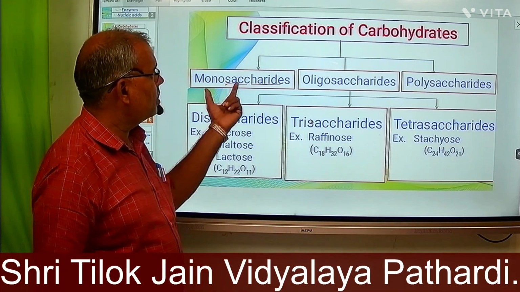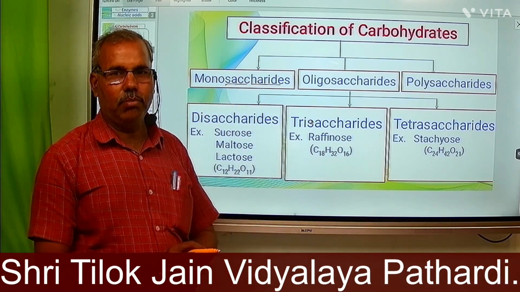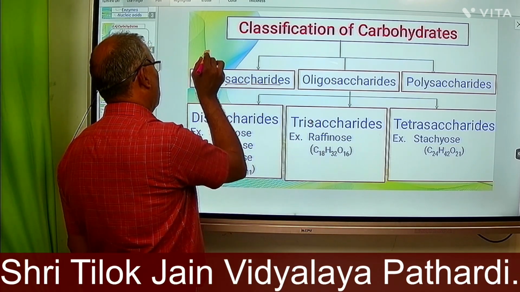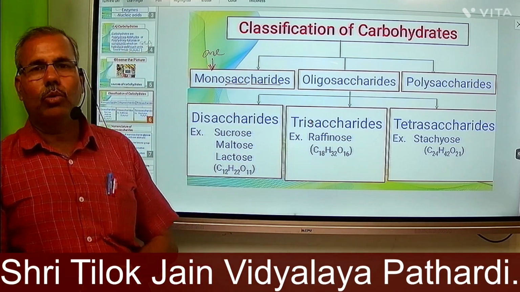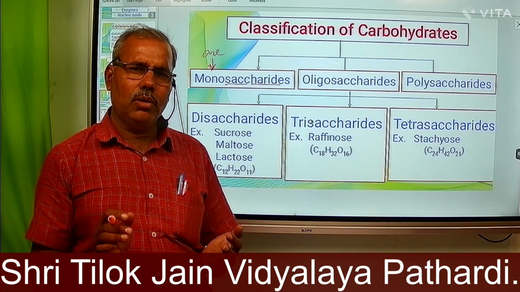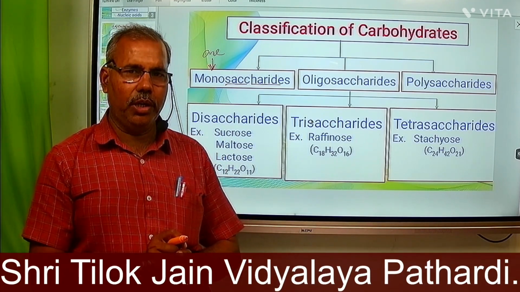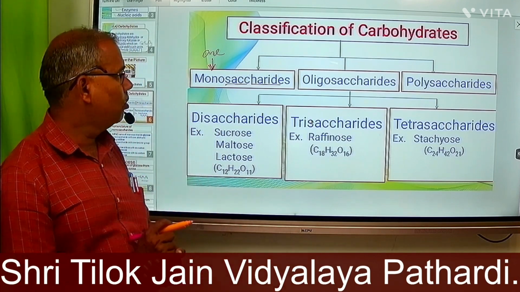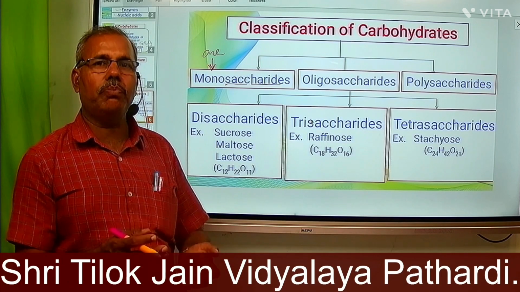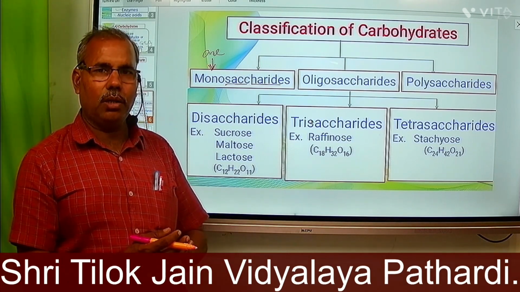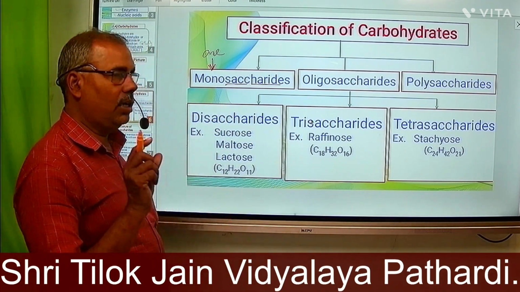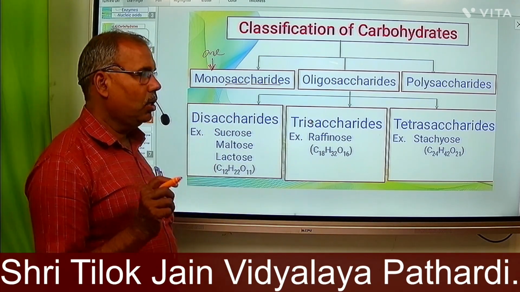The first class of carbohydrates is monosaccharides. Mono means one or single. So those carbohydrates which are composed of only one sugar unit, that is saccharide unit, are known as monosaccharides. That means they are simple carbohydrates. They cannot be hydrolyzed further to obtain simpler molecules of carbohydrates. So they are simplest.